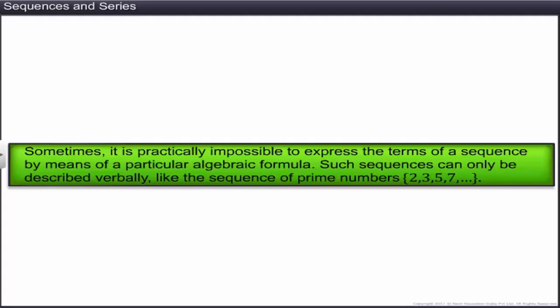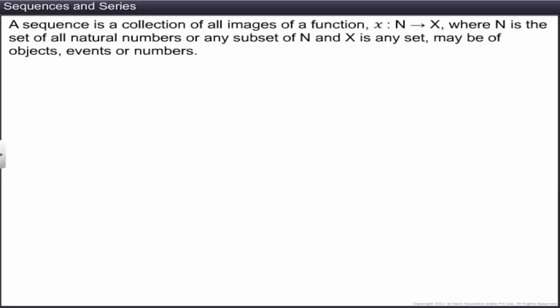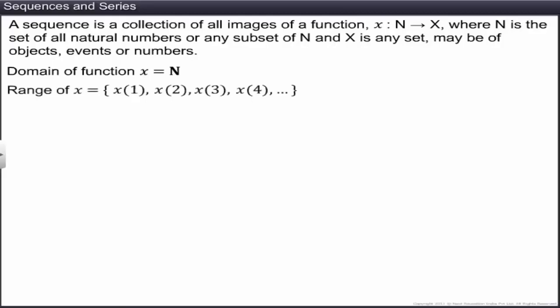A sequence is a collection of all images of a function x from n or any subset of n to x, where n is the set of all natural numbers and x is any set, maybe of objects, events, or numbers. It implies that the domain of the function is the set of natural numbers. Hence, a sequence can be defined as a collection of all images of set n under x. The notational representation of the image of 1 under x is denoted by x with subscript 1.